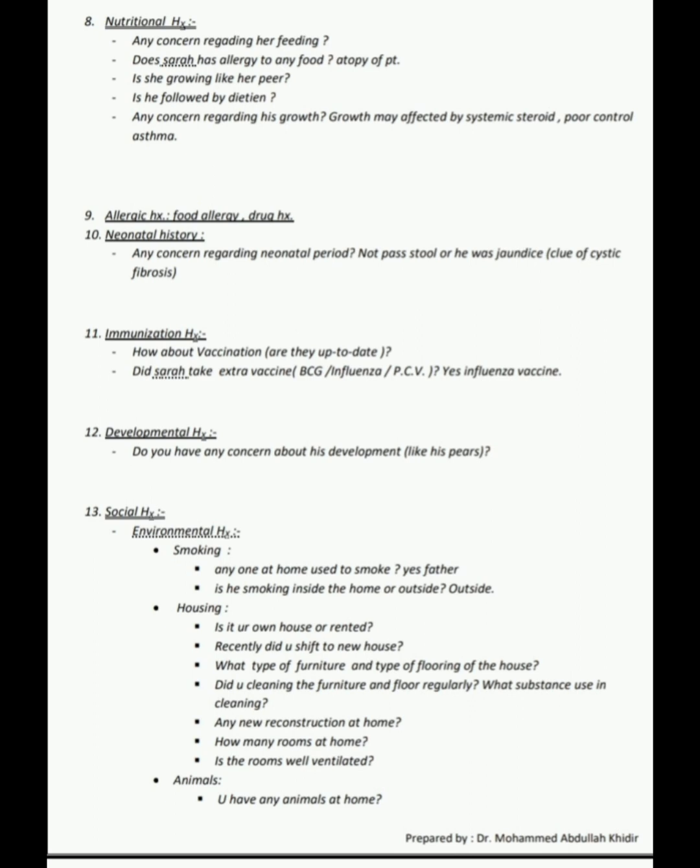Carpet is a very important triggering factor for asthma. Do you clean the furniture and floor regularly? What substance is used in cleaning? Any new reconstruction at home? How many rooms are at home? Is the room well ventilated? Now we'll ask about animals. Do you have any animals at home? A pet is an important source, a triggering factor of asthma.